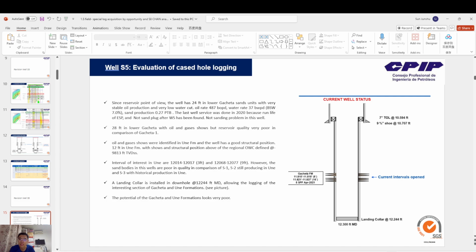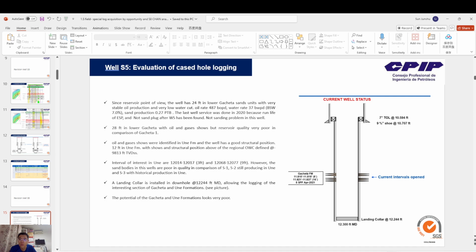Intervals of interest in Uni are 12,014 to 12,017, these 3 feet, and 12,068 to 12,077, which is 9 feet. However, the sand bodies in the well are poor in quality in comparison to S1, S2, still producing in the Uni, and S3 with the historical production in Uni.